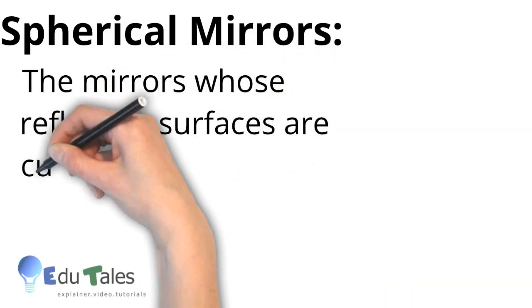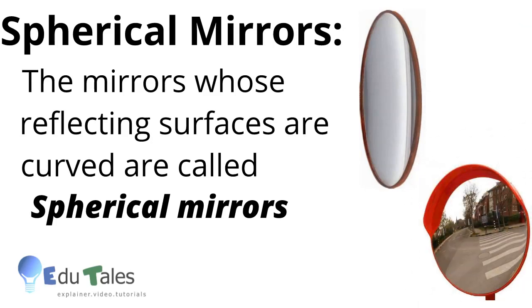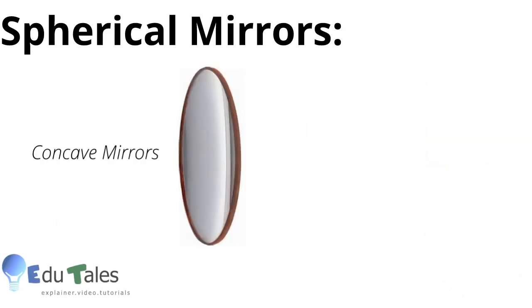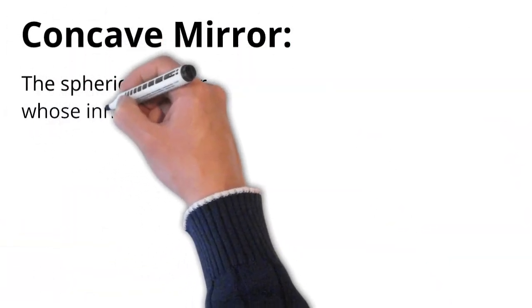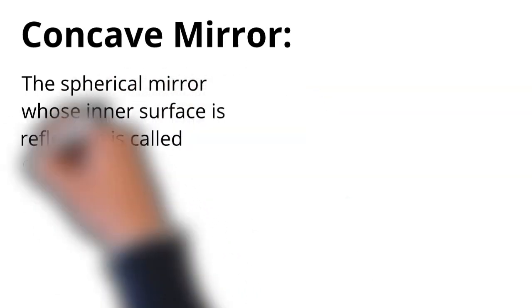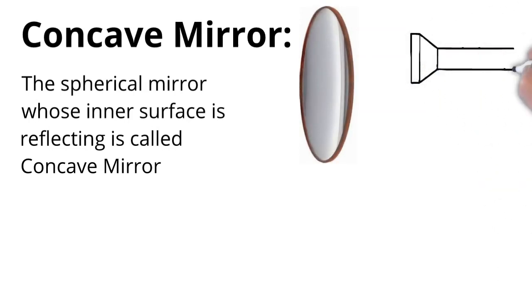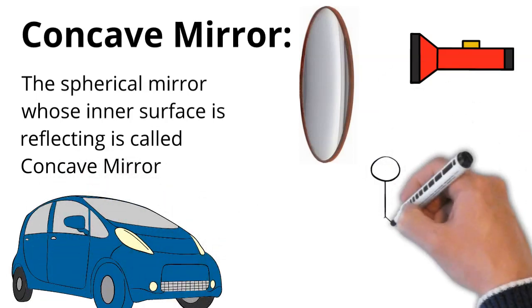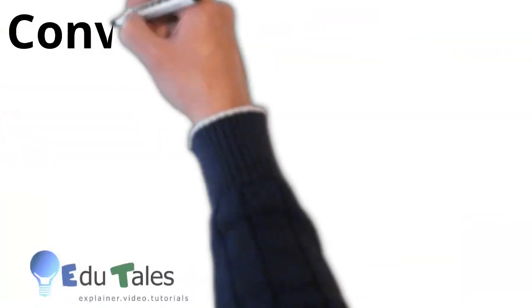Now let us talk about spherical mirrors. The mirrors whose reflecting surfaces are curved are called spherical mirrors. We can further divide spherical mirrors into two types: concave mirrors and convex mirrors. Concave mirrors. The spherical mirrors whose inner surface is reflecting is called a concave mirror. These mirrors are used in torch headlamps of a car and also as a tool by a dentist to see how much cavity you have developed between your teeth.